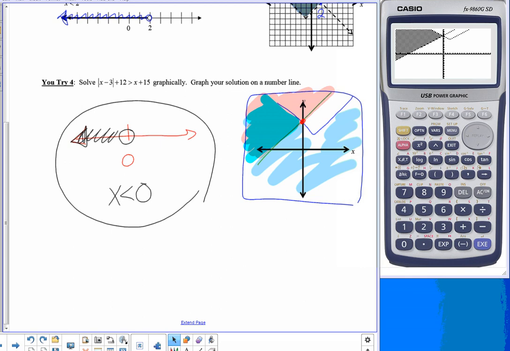So come into class if you have any questions, and you can do some more practice with these absolute value inequalities. You can solve them by hand, or you could solve them with your calculator to help you.